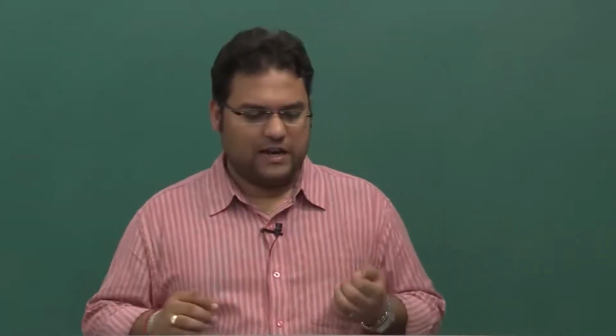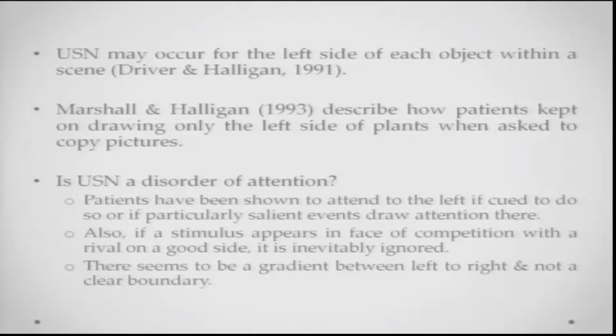Now, Marshall and Halligan in 1993 described how patients kept on drawing pictures only of the left side of the plants when asked to copy pictures. So, they gave people these drawings to copy, and they would consistently only copy the left side of the plants but not the right side, because they are not able to see that.